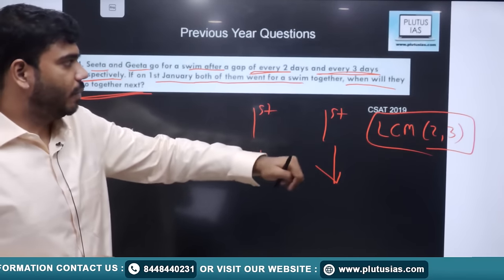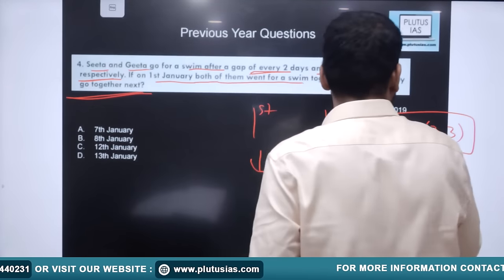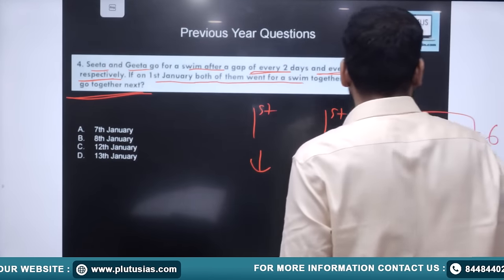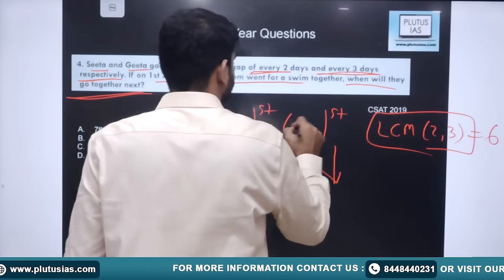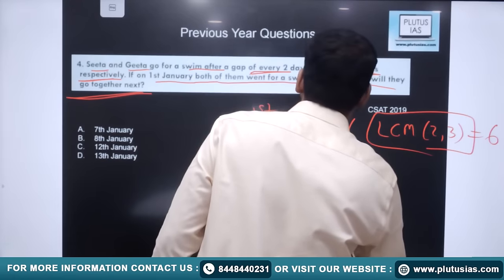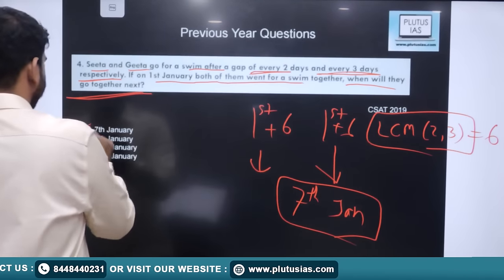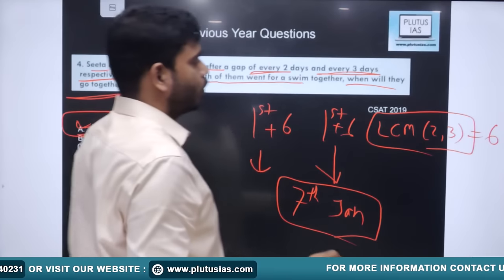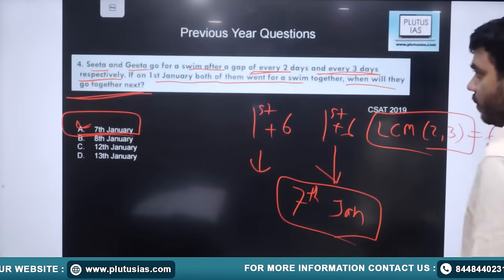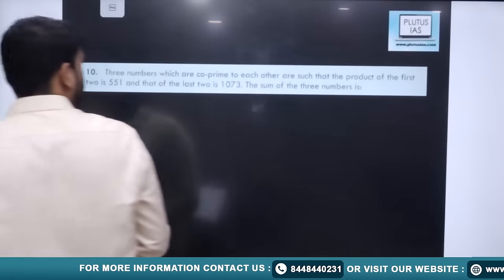An addition of LCM will get us another date on which these two women will be going for swimming together again. So LCM of 2 and 3 is 6, right? So adding 6 to both of them, we will get 7th of January. So 7th of January is the date on which both of them are going for swimming together again, right? This is the question, a very simple question.